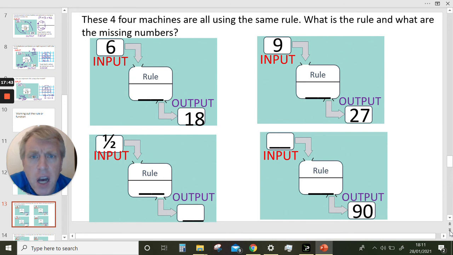Pause the video, have a go. These 4 machines are all using the same rule. What is the rule, and what are the missing numbers? Pause it, have a go, see can you work it out.